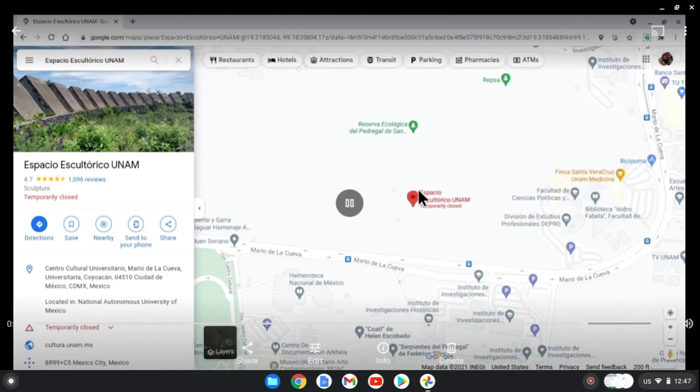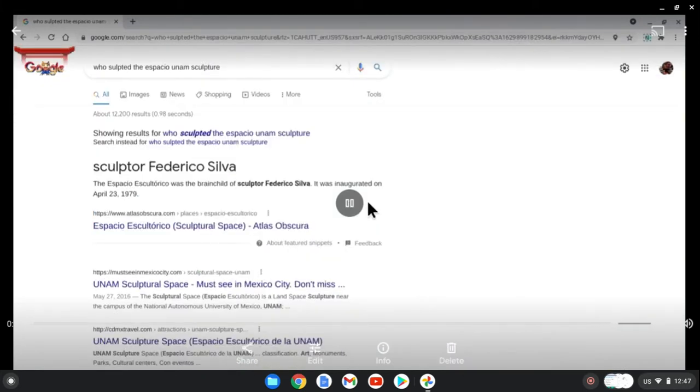This here is what we were looking at, and this gentleman right here. Espacio Escultórico was the brainchild of sculptor Federico Silva, and it was inaugurated. All right, the reason why this is important to me is I was looking for who built it, who sculpted it, who built it, and it says sculptor, him. Now, a sculptor's different than a concrete guy.